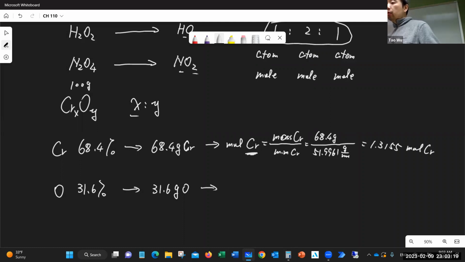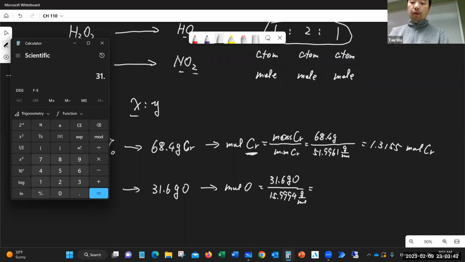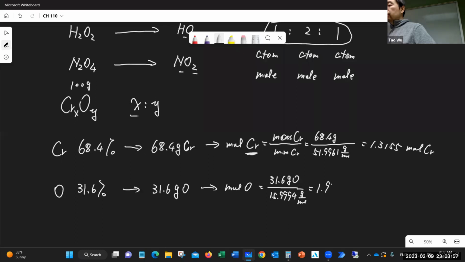And doing the same thing to figure out mole of the oxygen. So that should be mass of the oxygen over molar mass of the oxygen, which is 31.6 gram oxygen divided by 15.9994 gram per mole of the oxygen. 31.6 divided by 15.9994. And then you keep 4 decimals, 1.9751. And this is mole of the oxygen.